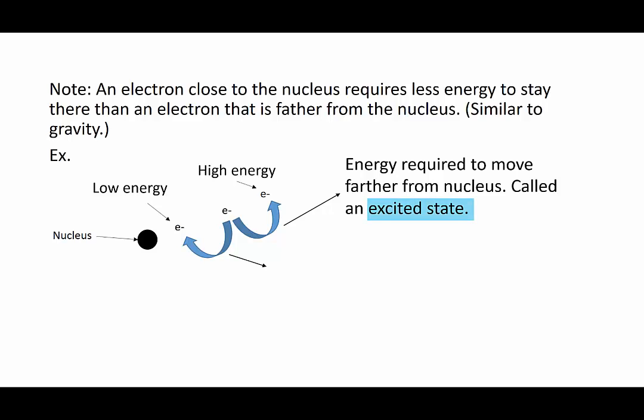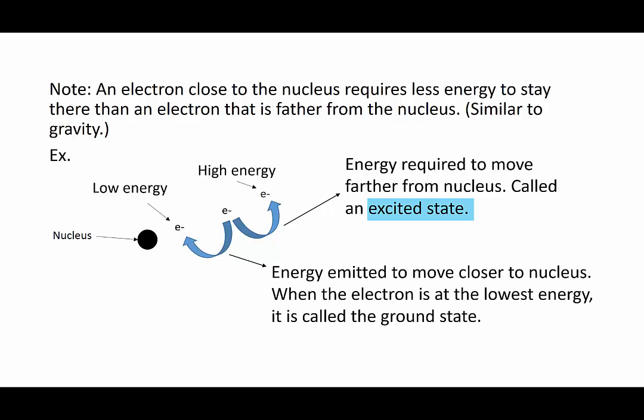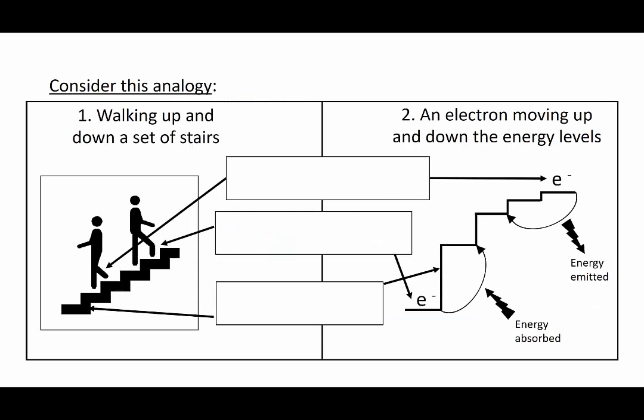If the electron falls back down in an energy level, that means it will emit some energy and become closer to the nucleus, and we call that the ground state. Remember, ground state is where all electrons actually prefer to be. Now let's look at an analogy that relates to how the electron moves up and down. It's just like walking up and down a set of stairs.